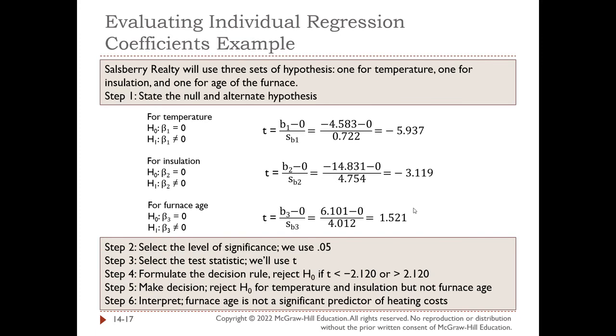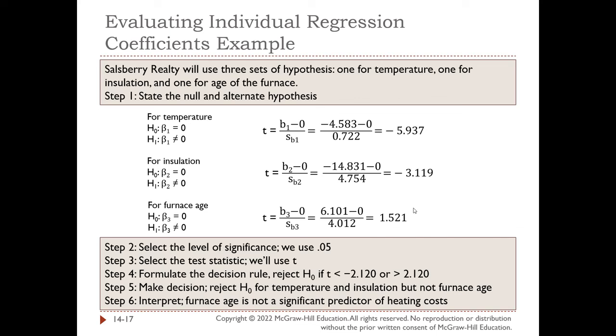Salisbury Realty will use 3 sets of hypotheses, one for the temperature, one for the insulation, and one for the age of the furnace. State the nulls. Okay. Beta 1 is going to equal 0. Beta 1 does not equal 0. Notice that they're all this way.